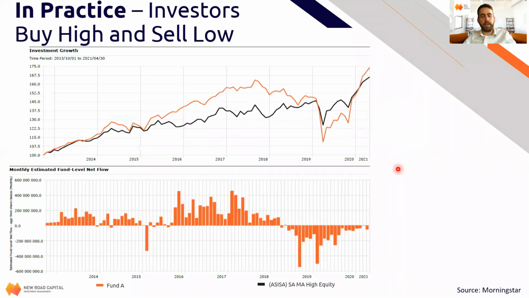So this is just a practical example. This is a local flexible fund, the orange fund. It's a real fund in South Africa. Can't tell you which one it is. And the black is the high equity category average. And you can see this fund has done well.